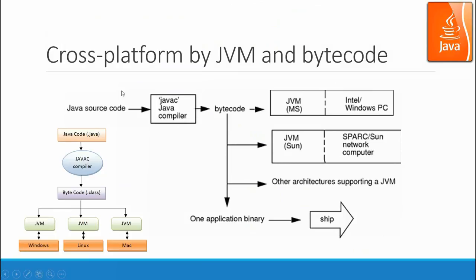Cross-platform by JVM and the bytecode. When you have the source code, you compile and go and try to link it. But the reason why we have a Java Virtual Machine is that the JVM will hide your bytecode, using the same bytecode, but able to run on different platforms, different OS, or even different machines. This makes the Java code machine independent.